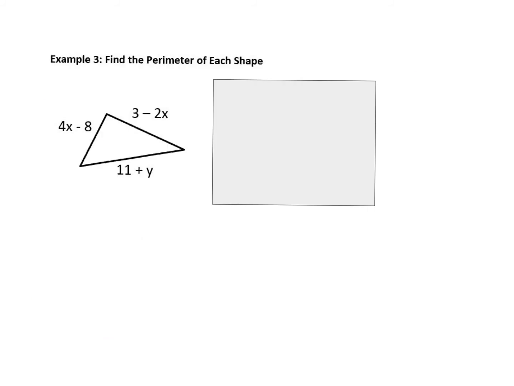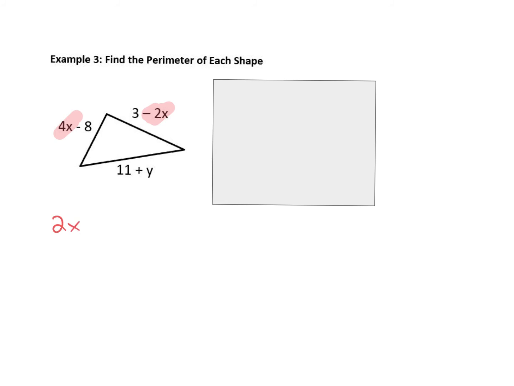Example 3 is asking us to find the perimeter of each shape. So I just blocked off that other one for now. What we are looking at doing is finding the perimeter. Perimeter is just adding up all of your sides. So when we look through them, again, we're looking for like terms. We're going to be adding x's together. In this case, it'll be a 4x minus 2x. So if we do 4x minus 2x, that means that's a plus 2x.